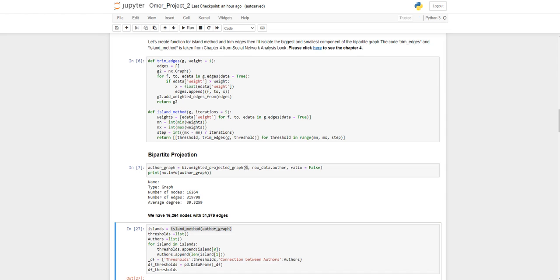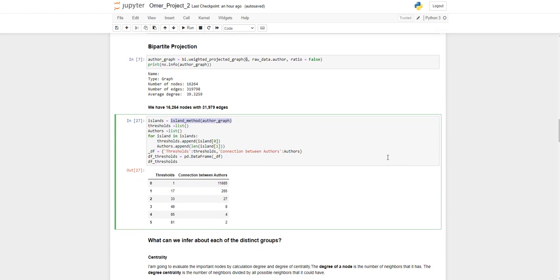The next thing we can do is print how the threshold looks, and look at the connections between authors. The data frame says that if I use threshold 1, I get 11,000 connections; if I use threshold 17, I get 265; and if I use 33, I get 27. So the idea is basically to use the one that has a huge drop. I'm going to use 33 here.